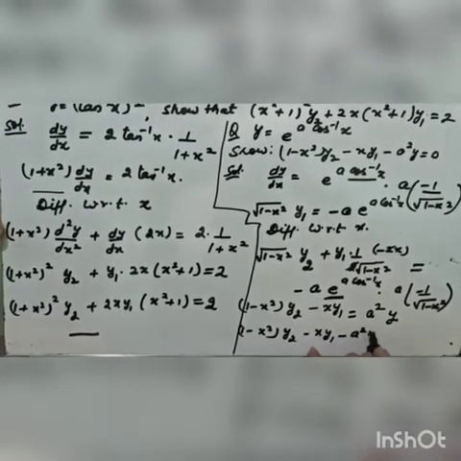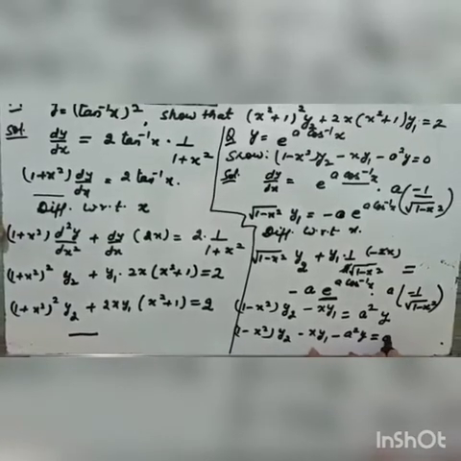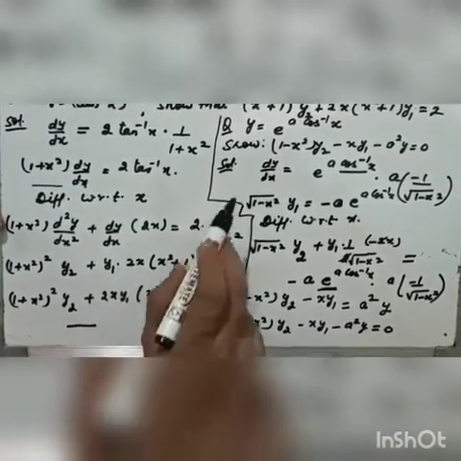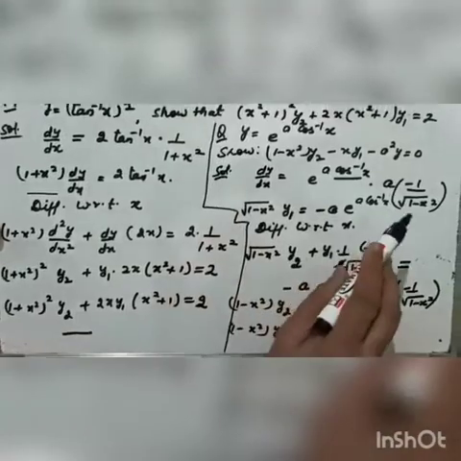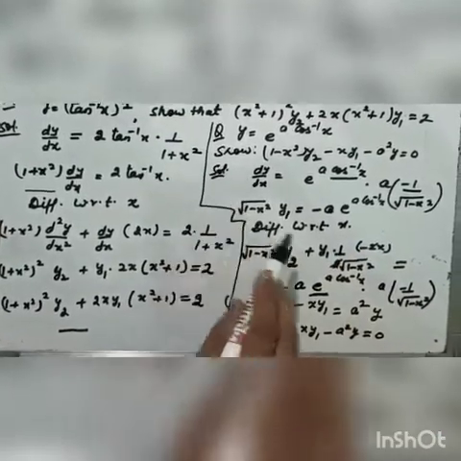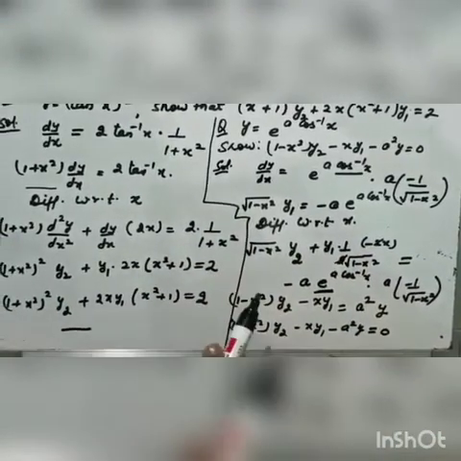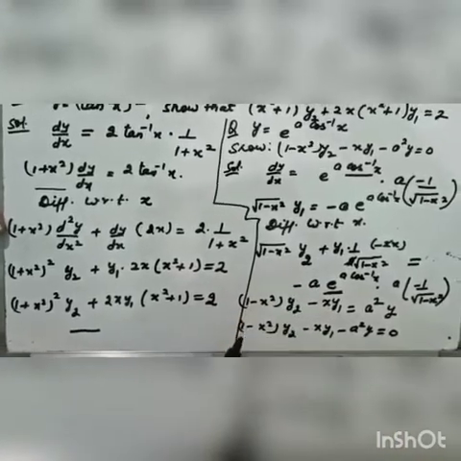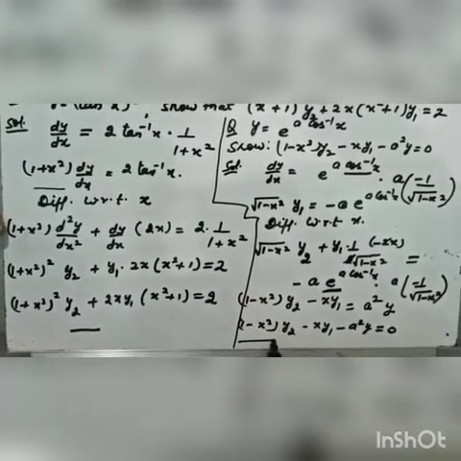So this is the way to attempt such questions. The common method is, after the first order derivative, you have to take the denominator on the left hand side and then differentiate a second time, and after the simplification you get your required result.